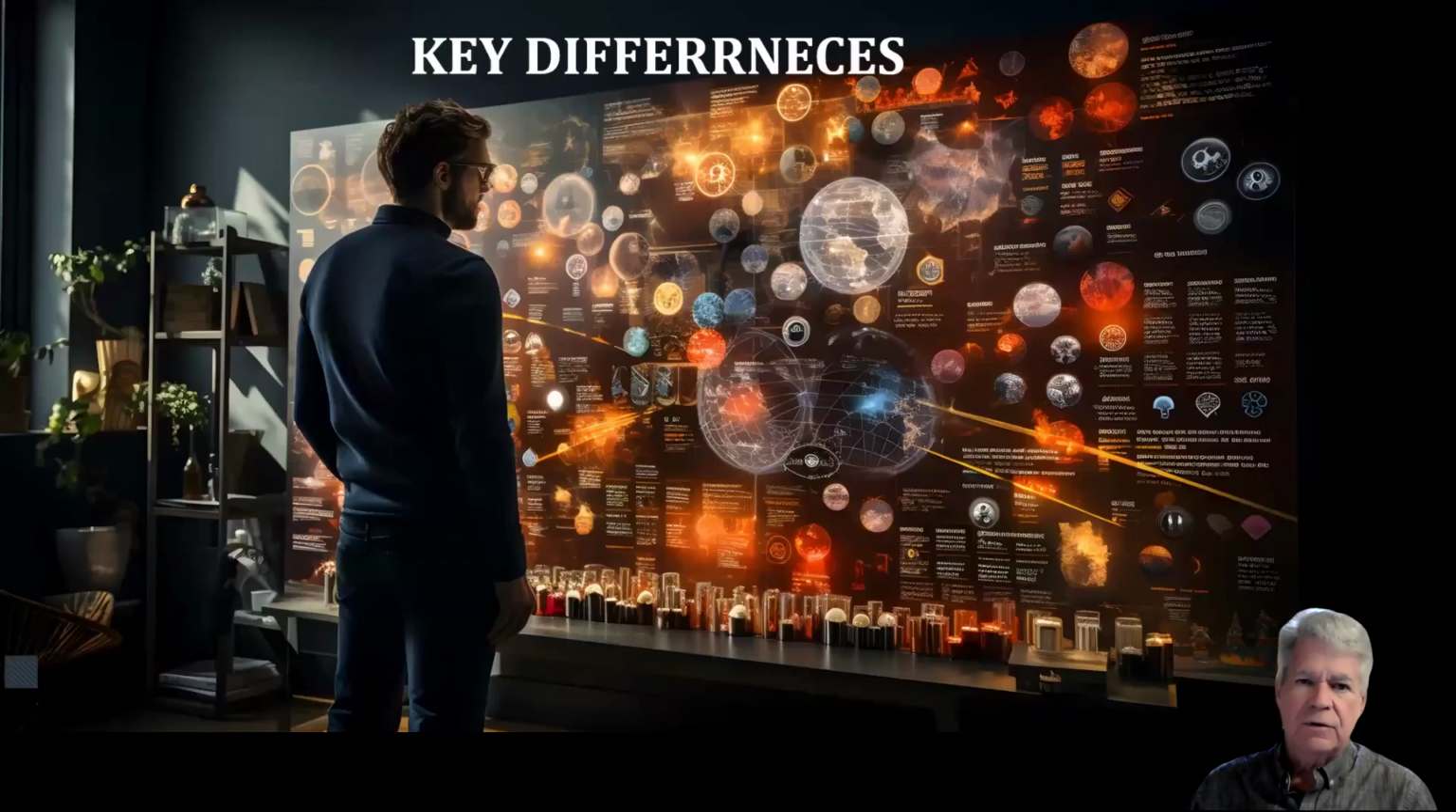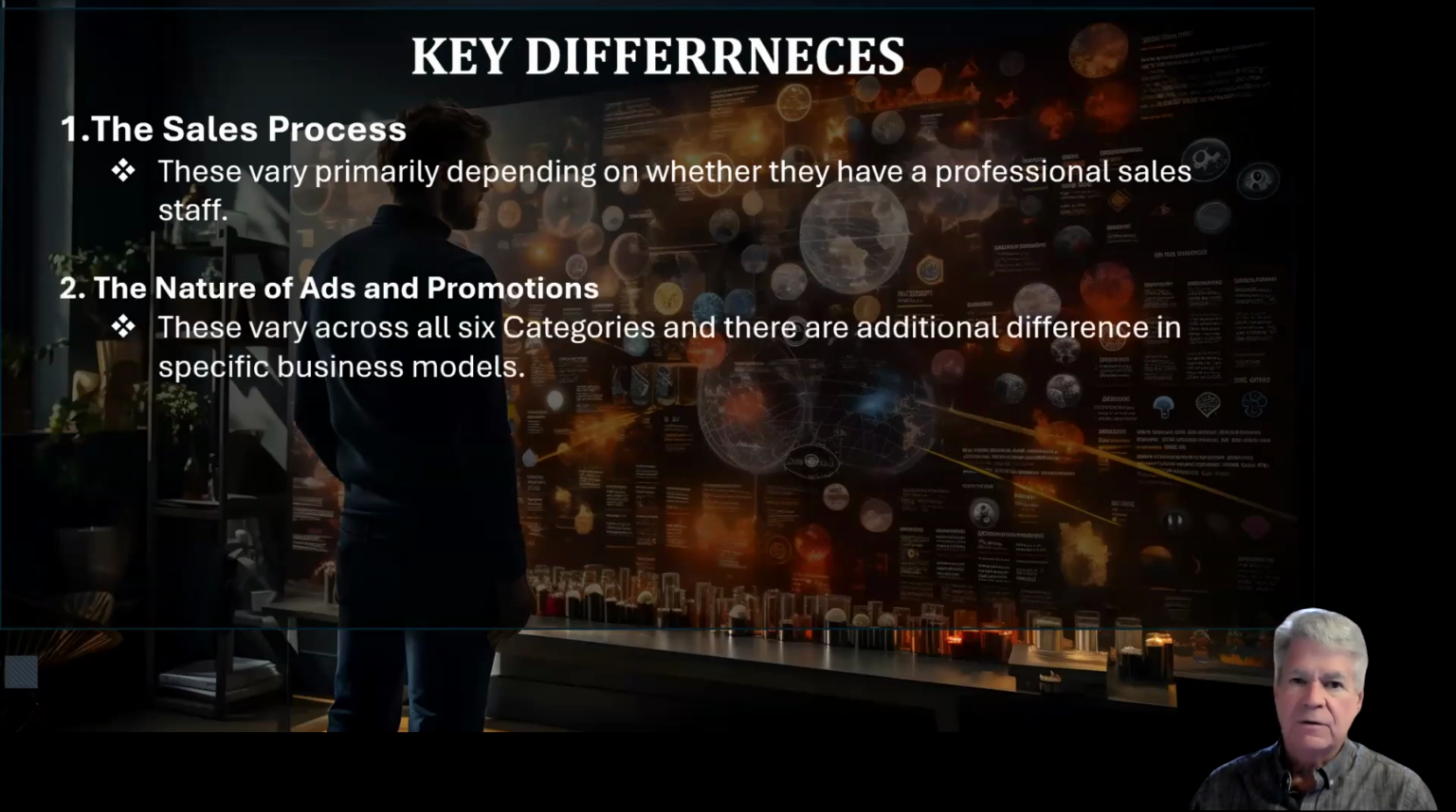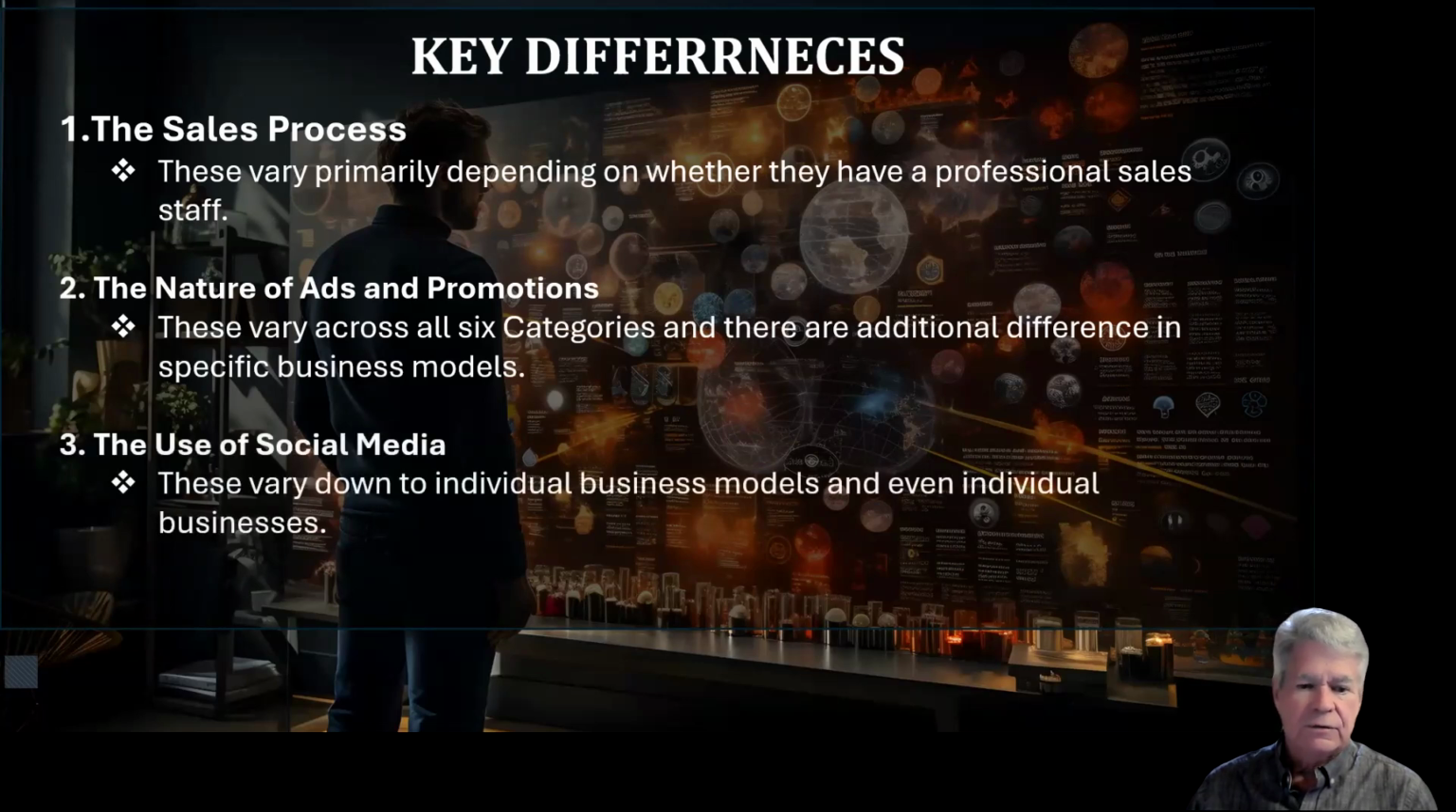These business categories vary in 4 important ways. The sales process. These vary primarily depending on whether a business has a professional sales staff. The nature of ads and promotions. These vary across all 6 categories, and there are additional differences in specific business models. The use of social media. These vary down to individual business models and even individual businesses. They include anything from a simple weekly post to a blog or even a podcast.